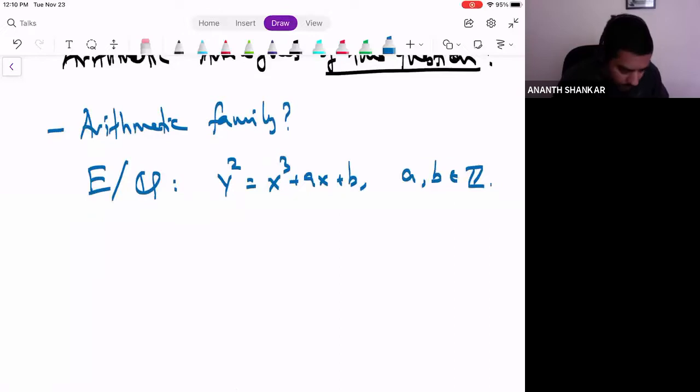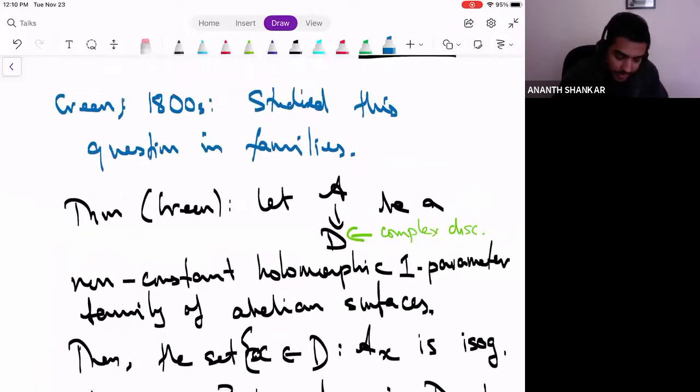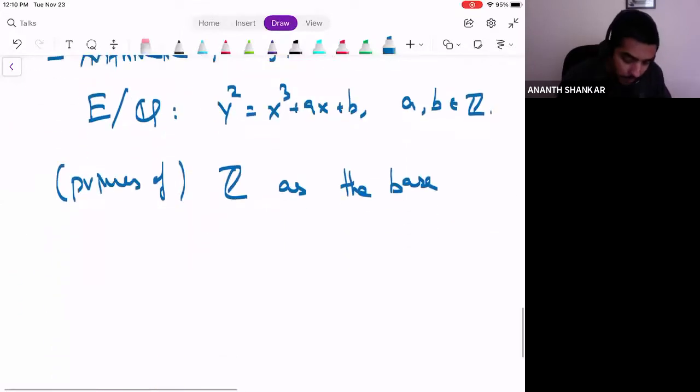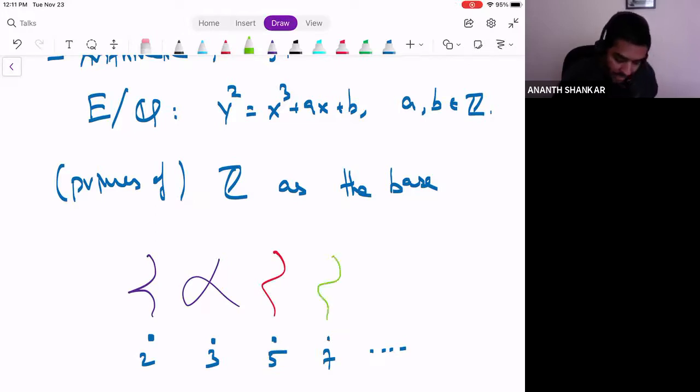And you can assume that a and b are actually integers. Now the idea is to view the primes of the ring Z as our base. The primes of the ring Z are supposed to play the role of your open disk. For every prime, you can take the equation y squared equals x cubed plus ax plus b and reduce it mod that prime. If you reduce it mod 2, you get some curve over F2. Mod 3, you get some curve over F3. Mod 5, a curve over F5. Mod 7, another curve over F7, and so on and so forth.